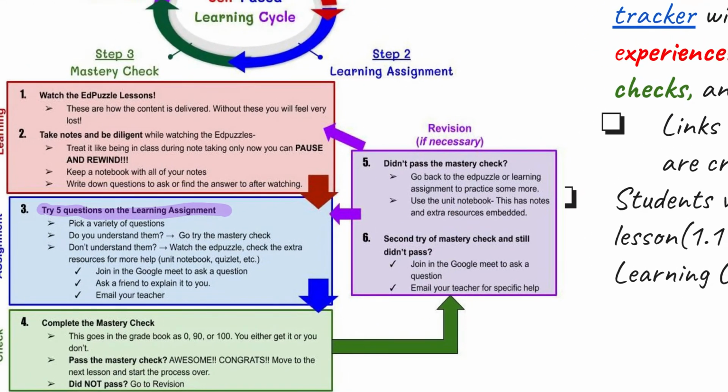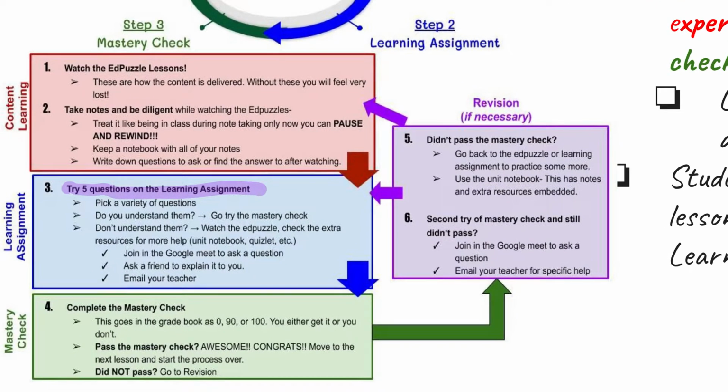Mastery checks. This goes in the grade book as a 0, 90, or 100. You either get it or you don't. Did you pass the mastery check? Great. Move on to the next lesson. You didn't pass? Do revision.